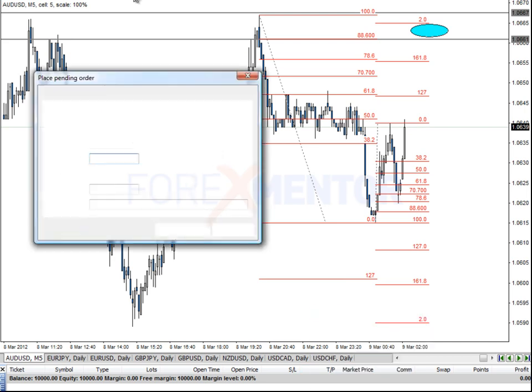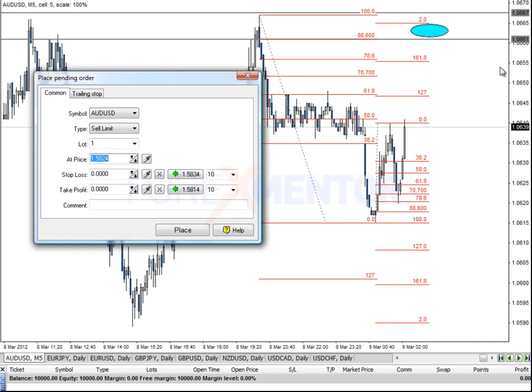So just go back, pending order, sell limit at 1.066, and I'm going to go about a pip below. It's a 5-minute pattern, so there again, remember, either pretty much on the number or like a pip below.